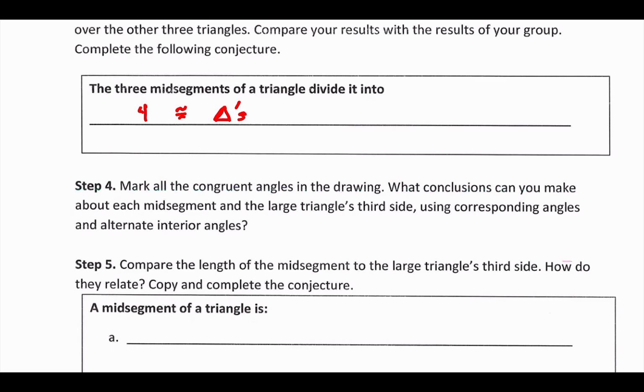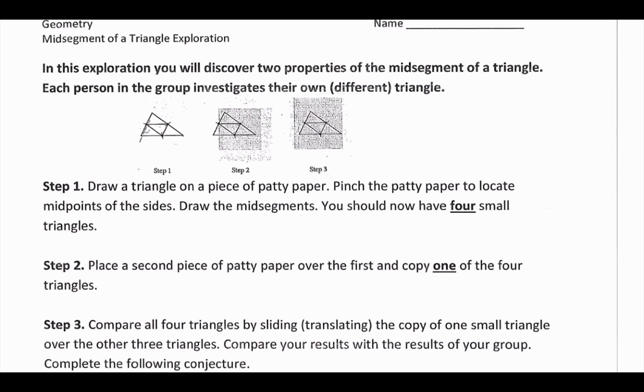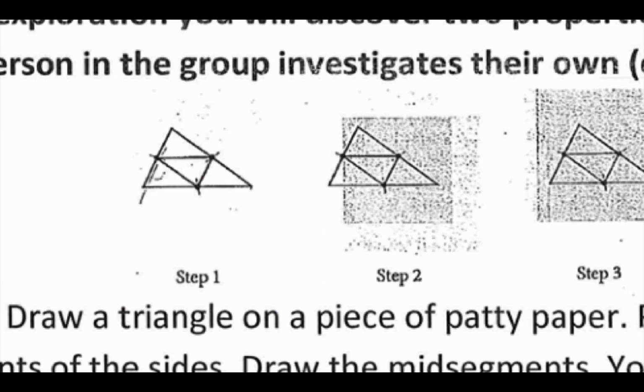All right, so to lead into the next part, step 4: notice they want you to mark all the congruent angles in the drawing, and what conclusion can you make about the mid-segment? The drawing they're talking about, if I go back up to the top, is your original drawing. They want you to go back, and when you have all your triangles here, mark the congruent angles and the congruent side lengths. Put all the congruent markings on your original sheet of patty paper, the first sheet. Which angles are congruent? Which sides are congruent? Put those markings in.